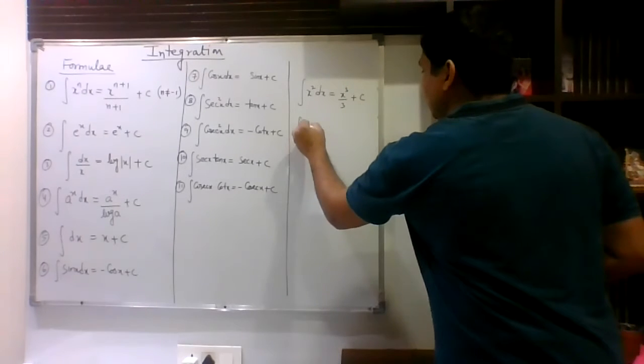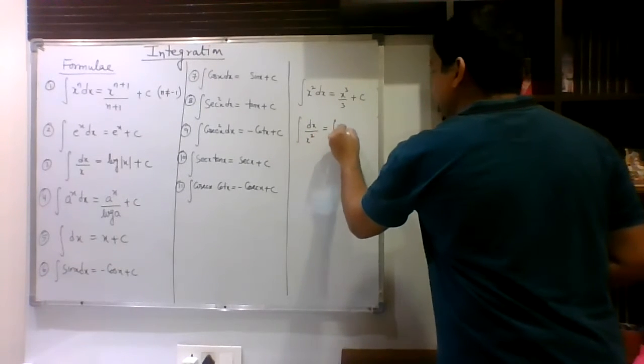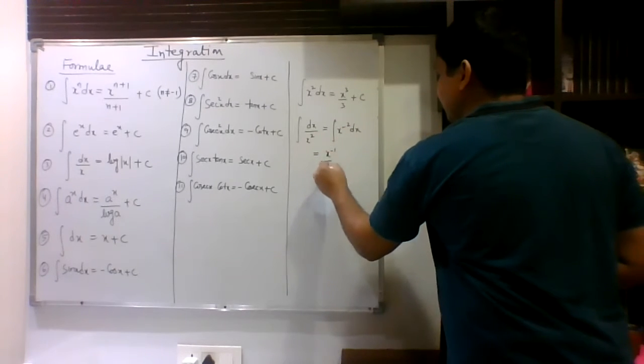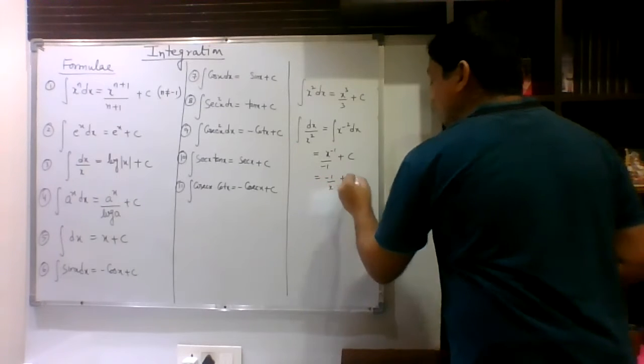Second example, suppose you want to integrate dx upon x square. This can be written as integral of x to the power minus 2 dx. So this will be x to the power minus 1 upon minus 1 plus c. Further it can be written in this manner also.